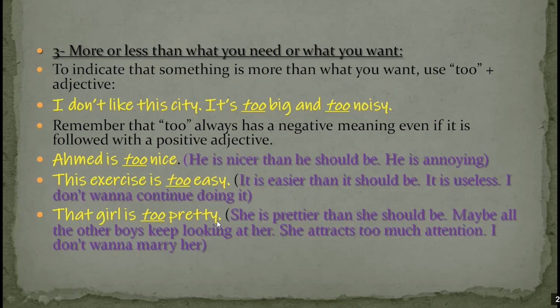That girl is too pretty. Of course, pretty is a positive adjective. If you say she's too pretty, it means she's prettier than it should be. Like maybe I mean that all the other boys keep looking at her all the time. They keep staring at her. She attracts too much attention. I don't want to marry her. If I get married to her, everybody's gonna look at her. So I'm not gonna be happy. She's too pretty.